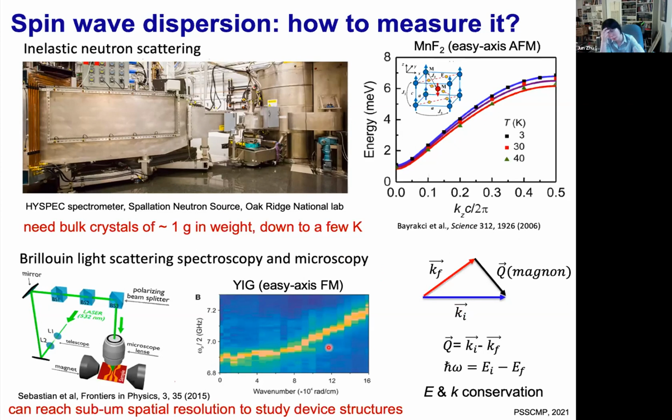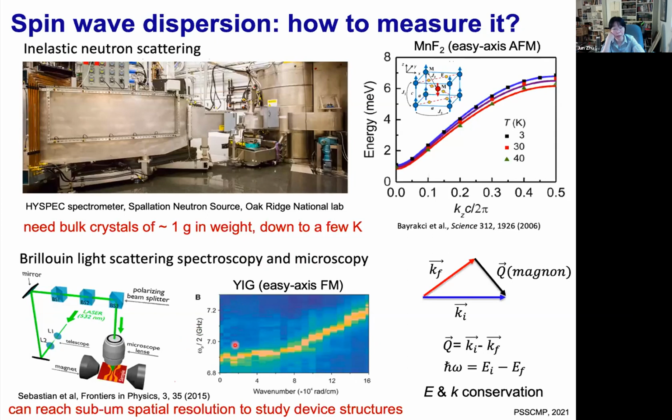You come in with an incoming photon, and then you measure the outgoing photon's energy and momentum, and you map out the dispersion. Right? So this is called Brillouin light scattering. If you can focus the light and collect the light in a confocal manner onto a particular location of your device, one could even get to submicron spatial resolution. And this allows you to study an array, a cavity, and so on and so forth, right? Okay. So, spectroscopy and microscopy.